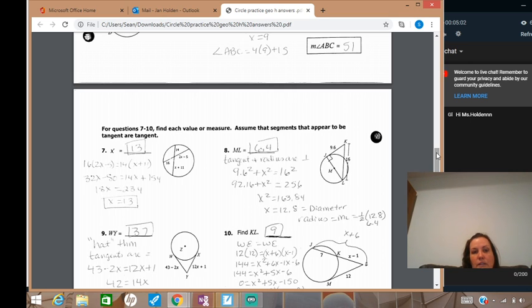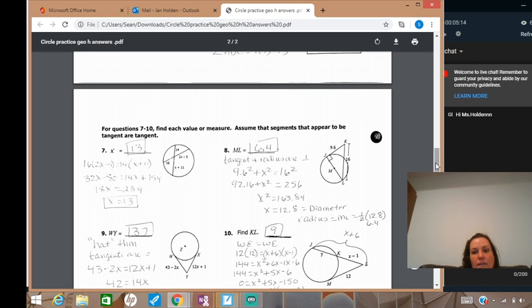out, and a calculator. This one, remember, a tangent and a radius are perpendicular, so that's a right angle, so you can use the Pythagorean theorem for that. And again, just be careful because they actually wanted just the radius, so that's why I took half at the end.